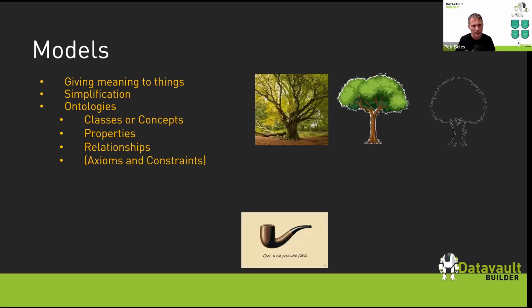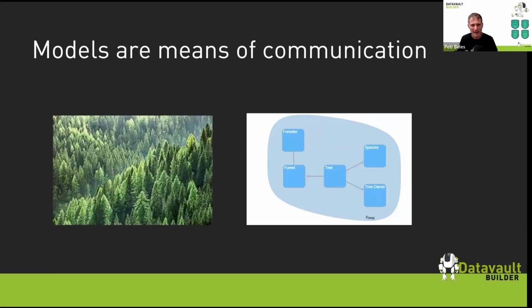It says "Ceci n'est pas une pipe," so this is not a pipe, and it's really not a pipe. It's a picture of a pipe. It's a model of a pipe, and this we need to differentiate a little bit. And how does this help?